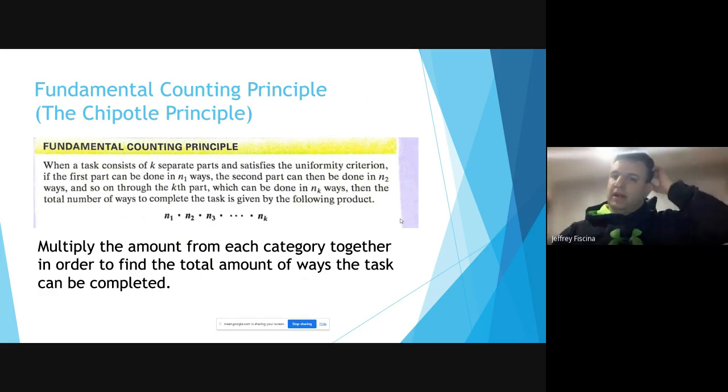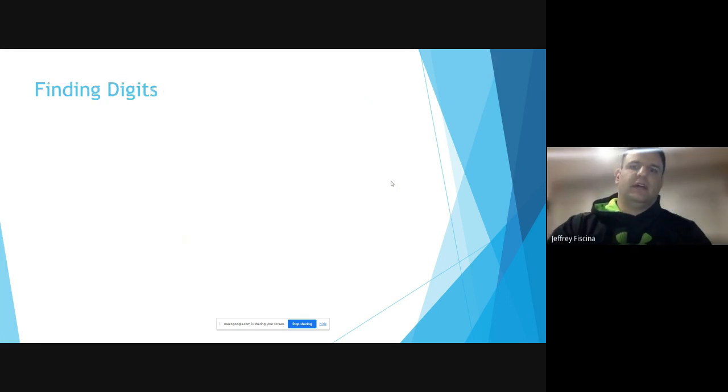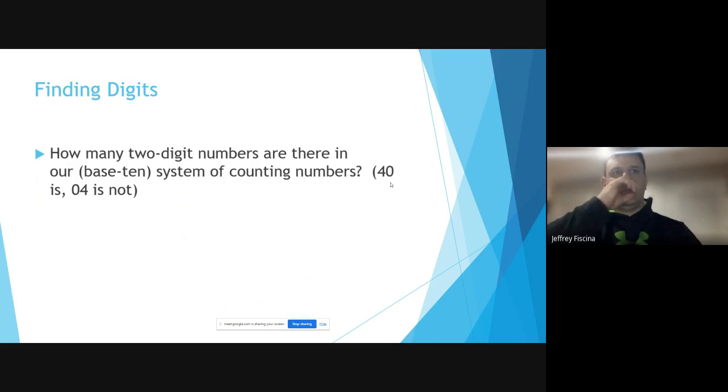You're going to see it in the problem set that I'll give to you here. We'll talk about a little bit more on Monday. Okay, so for instance here, finding digits, right? How many two-digit numbers are there in our base 10 system of counting numbers?